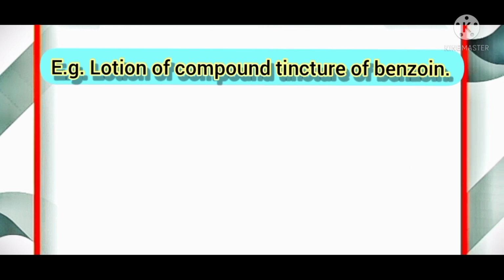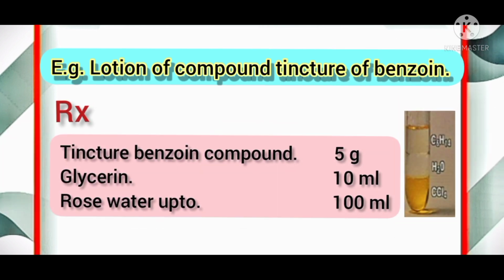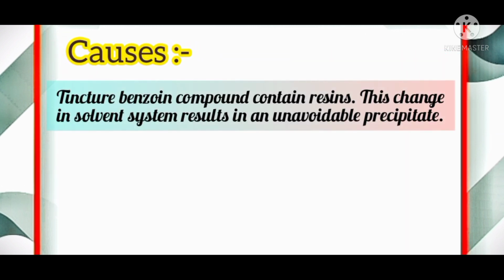Example: lotion of compound tincture of benzoin. Tincture benzoin compound 5 gram, glycerin 10 ml, rose water up to 100 ml is the given prescription. Now let's see its causes and remedy. Causes: tincture benzoin compound that contains resins results in unavoidable precipitate by change in solvent system. Now let's talk about the remedy.